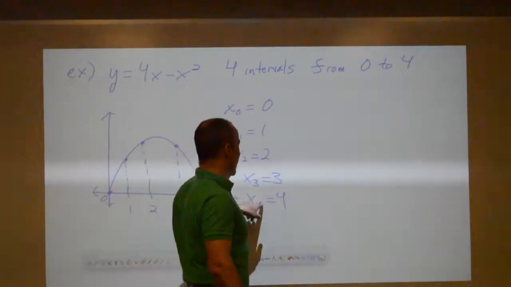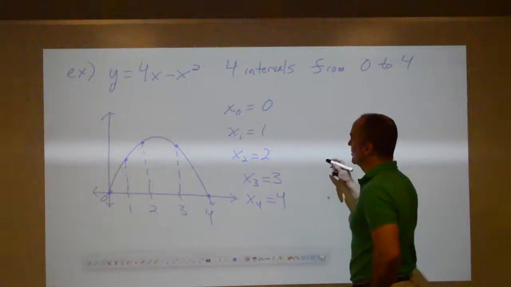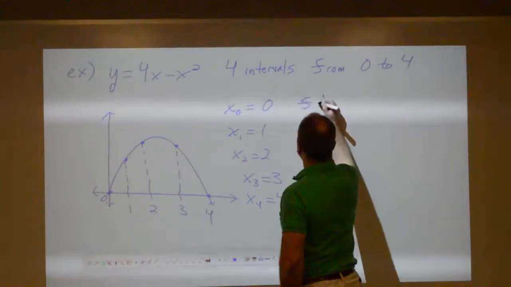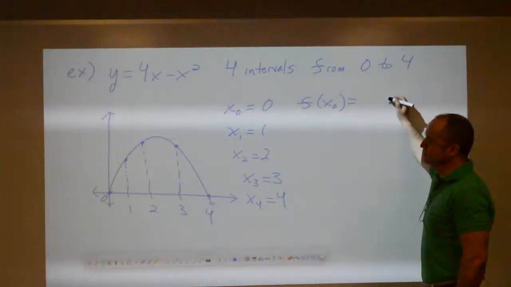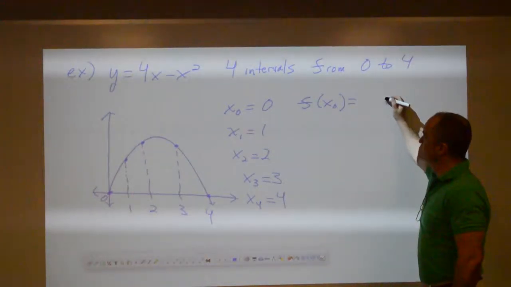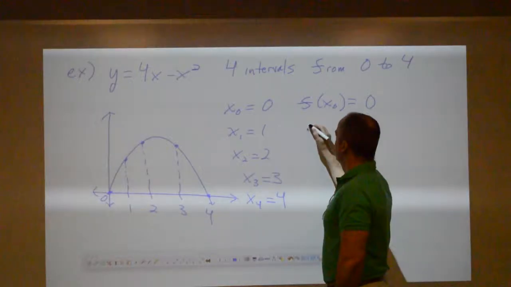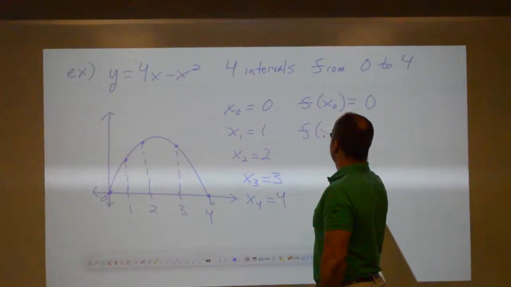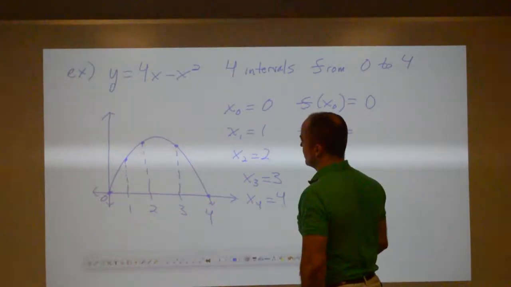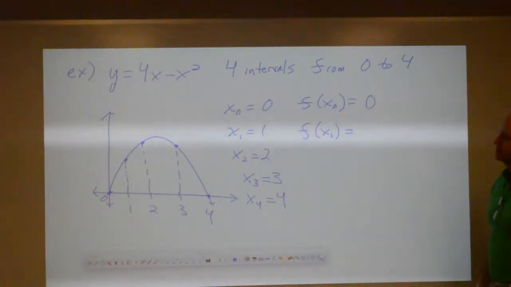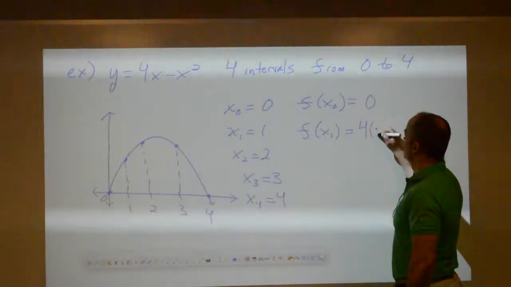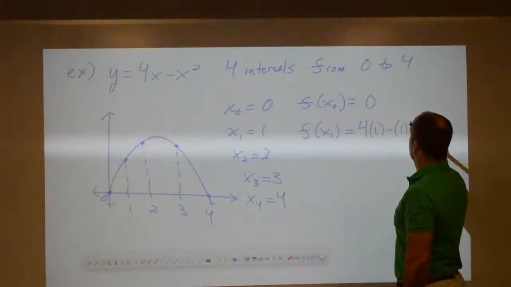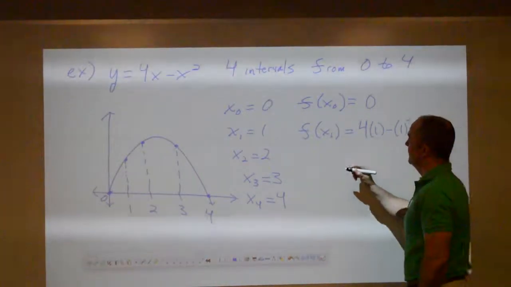These subscripts don't have to line up with the x values, I just realized that. Alright, what's f of x sub 0? It's just 0. Excellent. I don't have the graph this time, but what's f of x sub 1? It's 3. 3, very good. It's 4 times 1 minus 1 squared, which is 3.